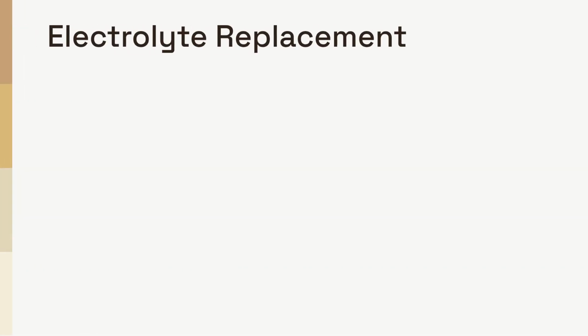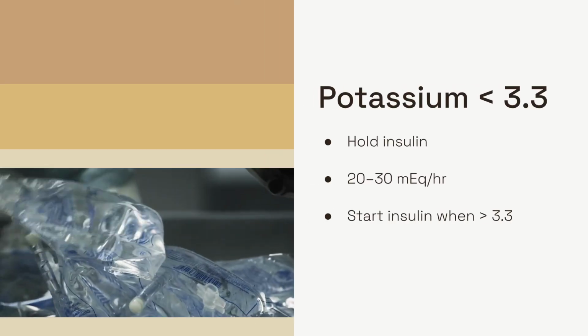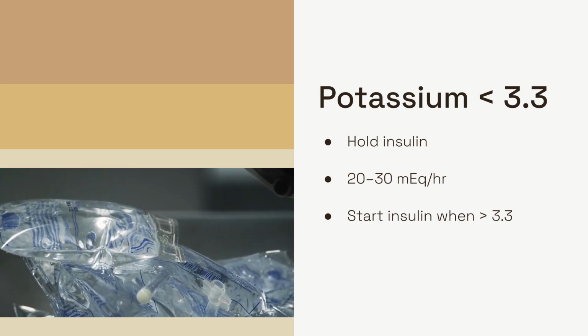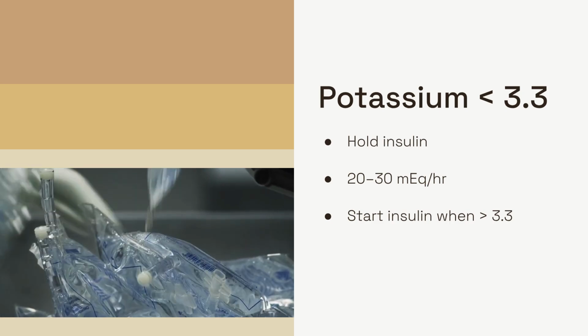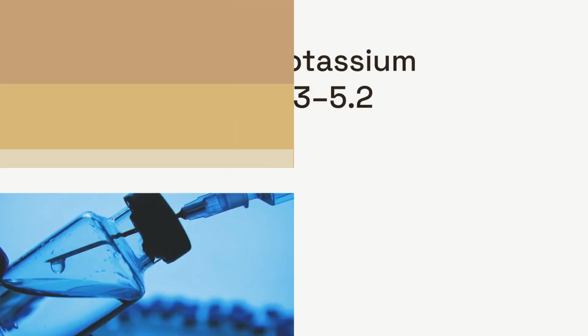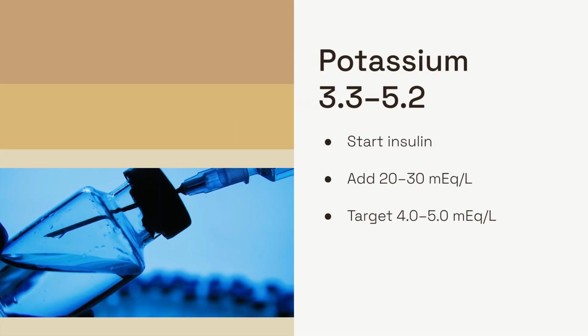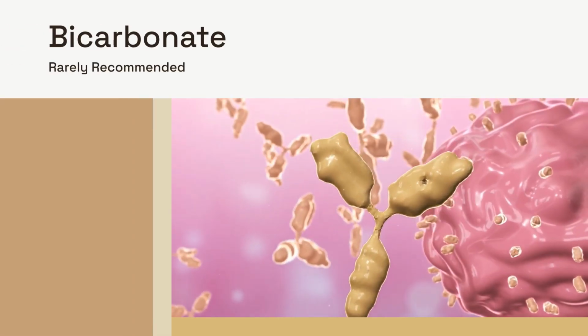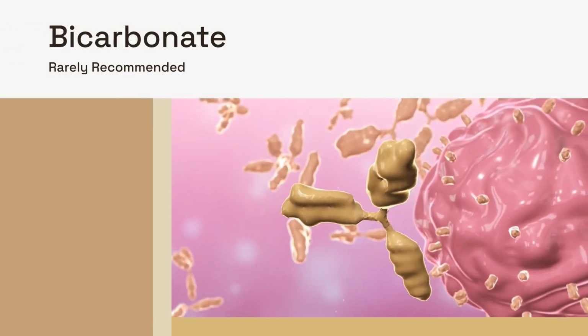The third key step is correcting electrolyte imbalances, especially potassium, which is severely depleted in DKA. If potassium is below 3.3 mEq/L, you must hold the insulin and administer potassium replacement until levels are safe to begin insulin. If potassium is between 3.3 and 5.2 mEq/L, start insulin and add potassium to the IV fluids to maintain safe levels. Routine bicarbonate use is not recommended due to associated risks.